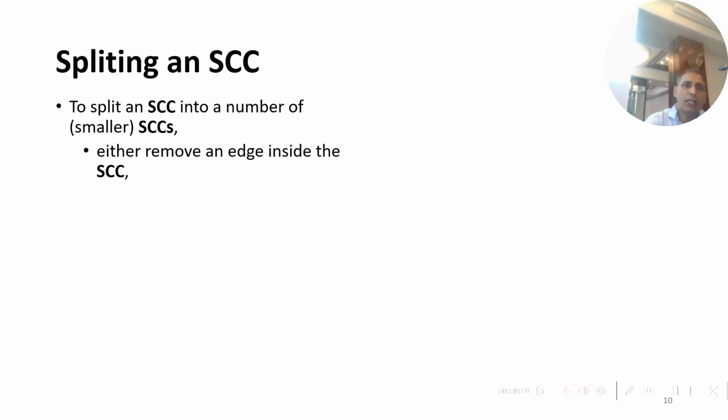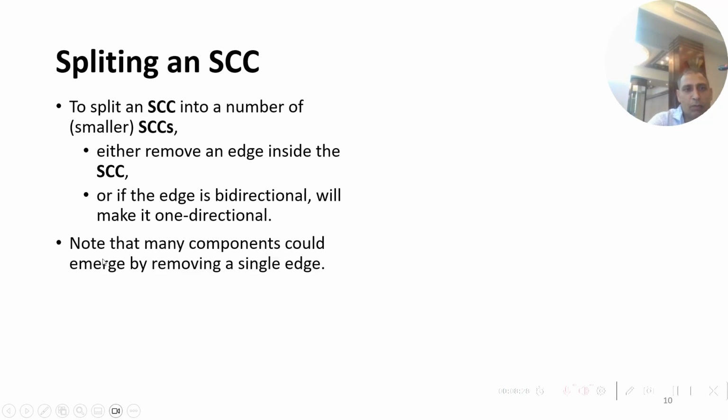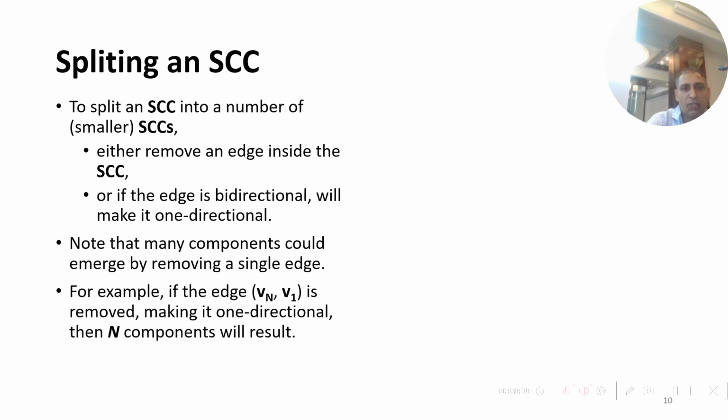Splitting an SCC. Split a strongly connected component into a number of smaller strongly connected components. Either remove an edge inside, or if the edge is bidirectional, make it one directional. Note that many components could emerge by removing a single edge. For example, if the edge Vn to V1 is removed, making it one directional, then n components will result.